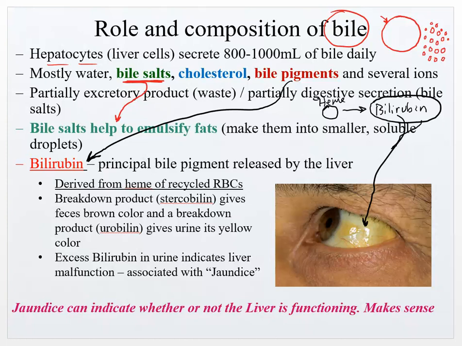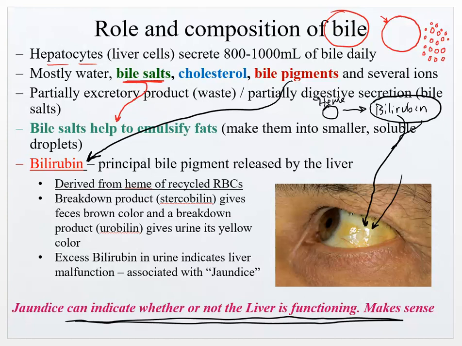Excess bilirubin in the urine indicates liver malfunction associated with jaundice. OK, and jaundice can indicate whether or not the liver is functioning, right? Because if the liver is not functioning, then the bilirubin stays in the body and causes that yellow color. So like in preemies, a lot of people have heard about that.